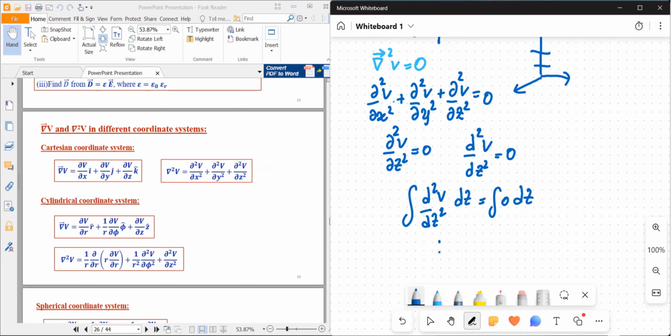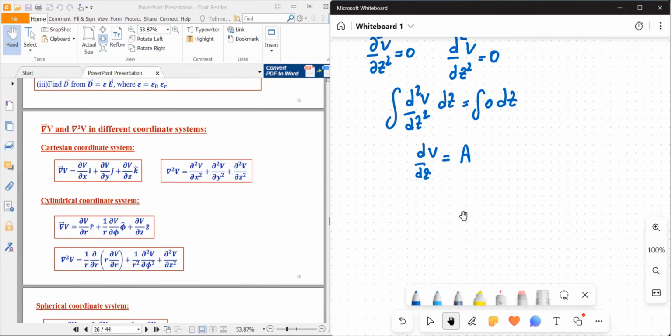So we're going to get here dV over dz, it's going to be a constant. When we differentiate a constant, it's going to be 0. Therefore, when we integrate 0, we are going to get a constant. Then again, to calculate the value of V, we can integrate both sides. Then on this side, we are going to get V, it's going to be Az plus B.